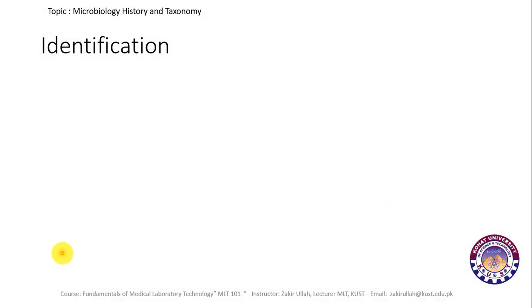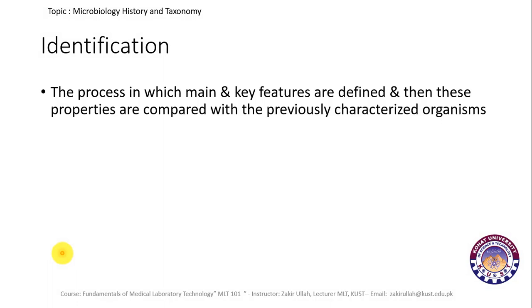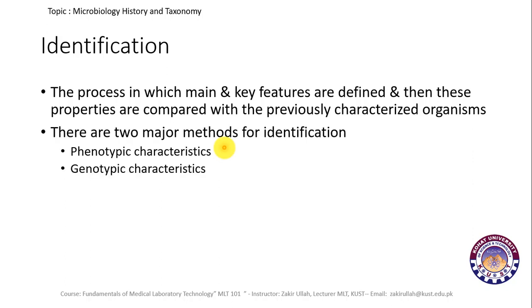The third part of taxonomy is identification, the process in which the main and key features are defined, and then these properties are compared with previously characterized organisms. There are two types of methods used for the identification of microbes. The first one is phenotypic characteristics, and the second one is genotypic characteristics.